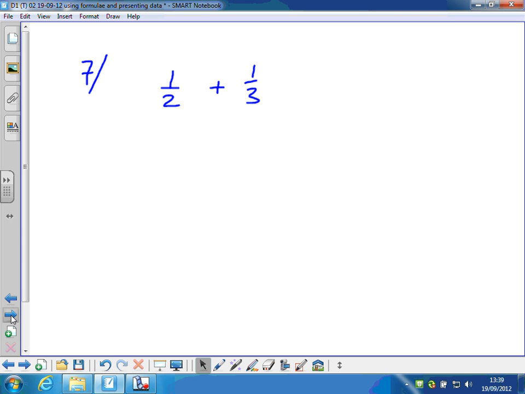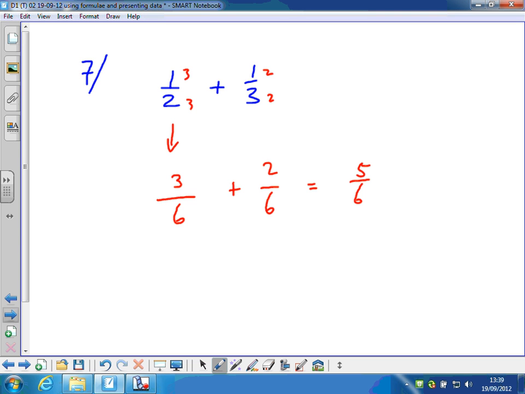Yeah. 5 over 6. Can you talk us through it? You do. That's exactly right. Which would be 6. So what would that be over 6? Exactly. Yeah. So times top and bottom by 3, because 3 times 2 is 6, I'll get 3 over 6. And times top and bottom by 2, and I get 2 over 6. And now I can add them because remember, now it's the same denominator. So 3 sixths plus 2 sixths is 5 sixths.